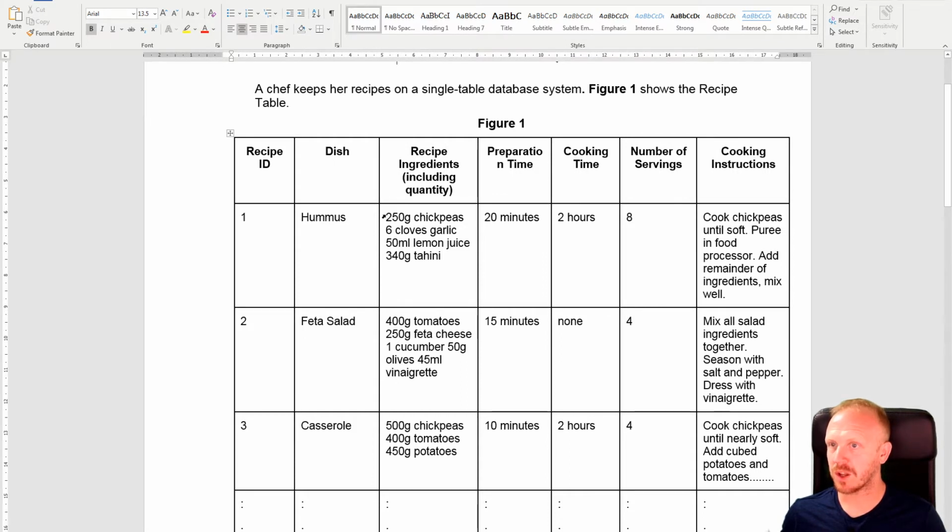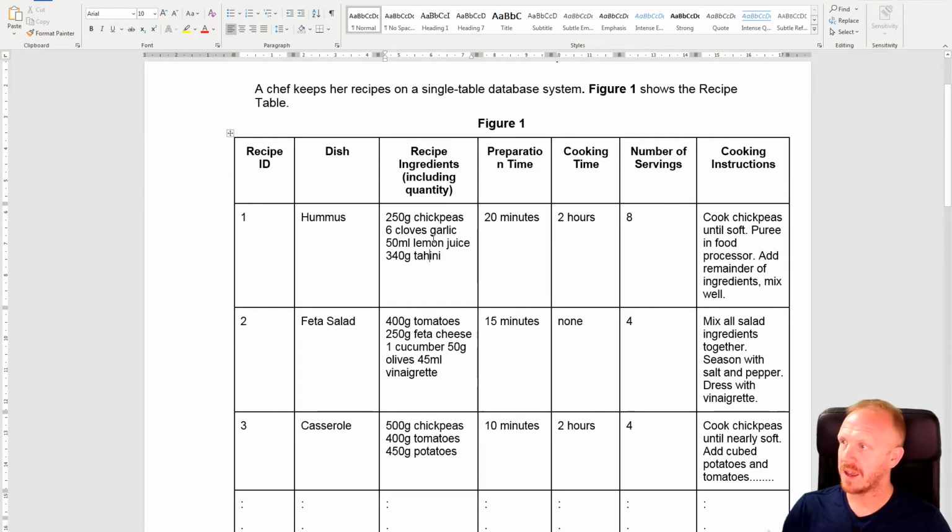Because in here what we've actually got is a quantity and an ingredient. And then another quantity and an ingredient. Another quantity, an ingredient. So we've actually got quantity 1, ingredient 1, quantity 2, ingredient 2, quantity 3, ingredient 3, quantity 4, ingredient 4. They haven't stored it in separate fields, they've shoved it all into one, but it's still the same thing. It is still repeated attributes. That's repetition, it's the same thing. So this one here is not first normal form for that reason.